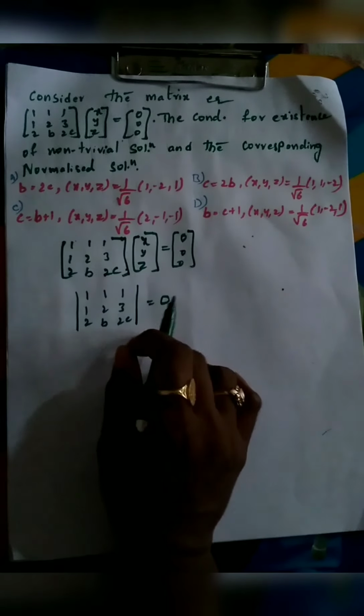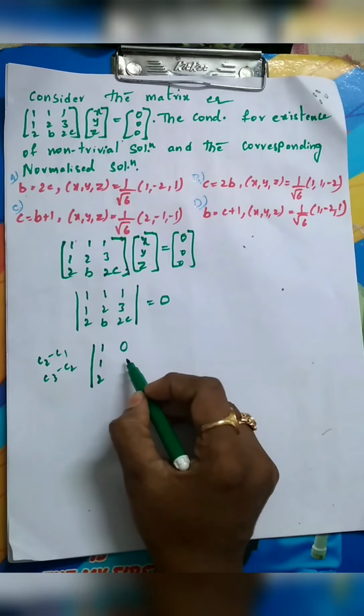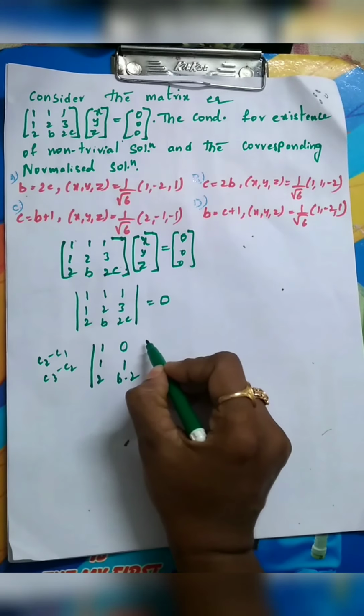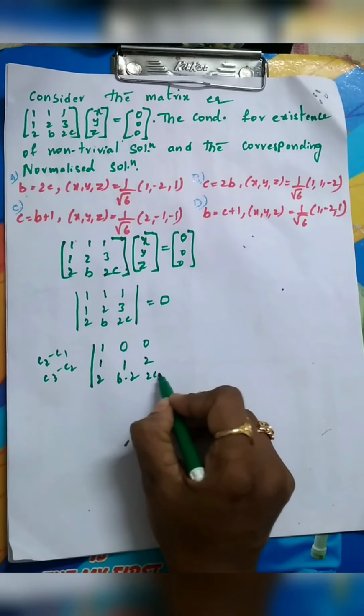To solve the determinant, we have to do some matrix operations. I am doing C2 minus C1 and C3 minus C2. First column writing it as it is. 1 minus 1 means it's 0. 2 minus 1 means it's 1. B minus 2. 1 minus 1 means it's 0. 3 minus 1 means 2. 2c minus 2.